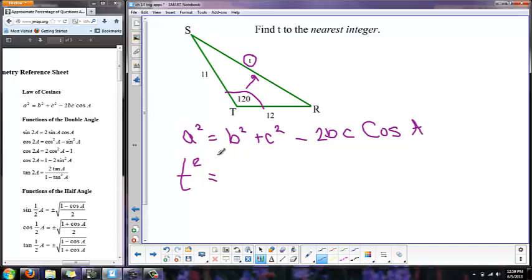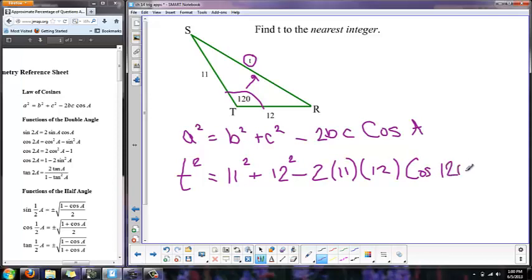Now, it's kind of the same thing as the Pythagorean theorem. Once you have that one in the right spot, it doesn't matter which other side comes first or second. So I'm going to just do 11 squared plus 12 squared minus 2 times 11 times 12 cosine of 120.